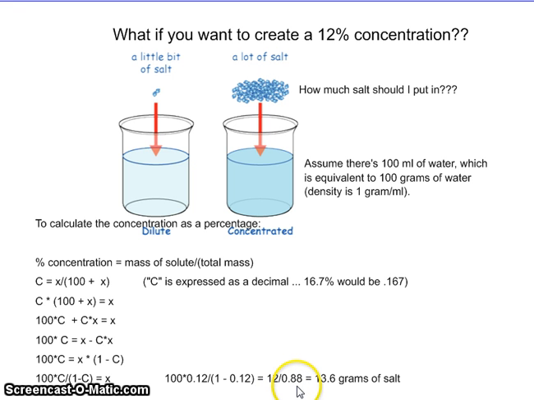If I divide 12 by 0.88, I'll come out with 13.6 grams of salt. So you carefully measure out 100 milliliters of water, carefully measure out 13.6 grams of salt, mix them together well and make sure the salt is dissolved in the water, and you would wind up with your 12% concentration. You'd have 113.6 grams of a 12% salt concentration.